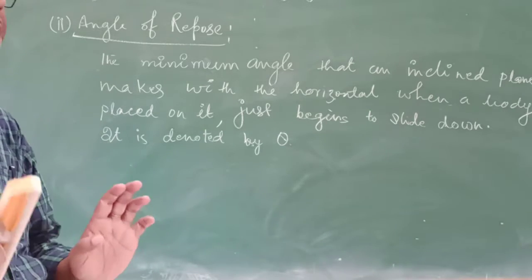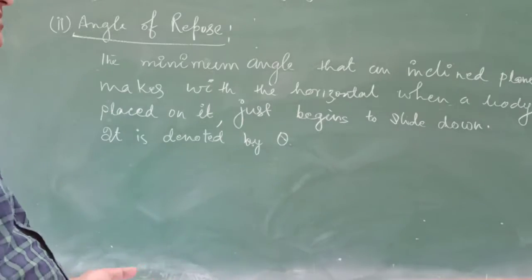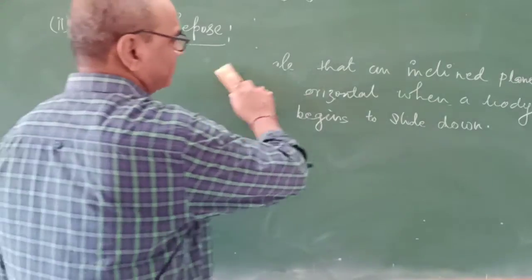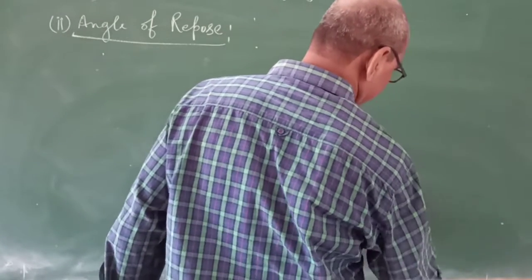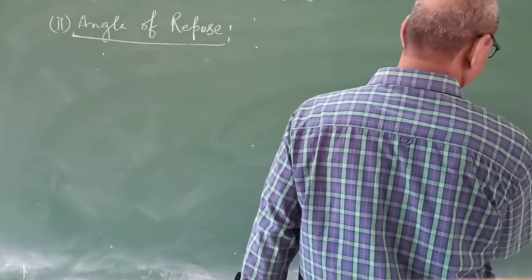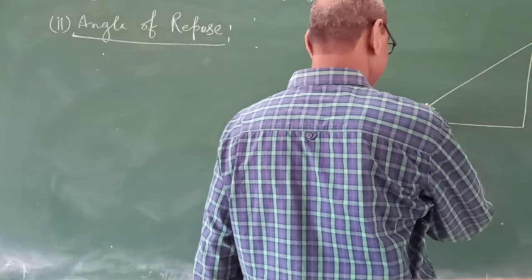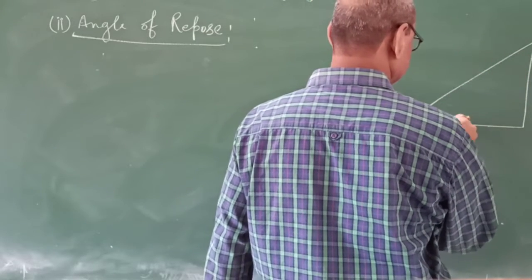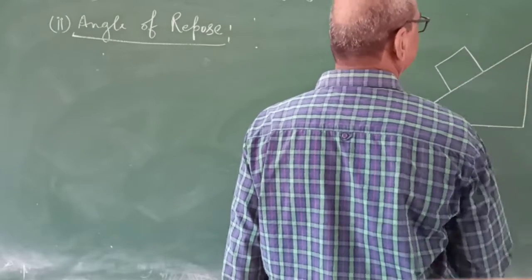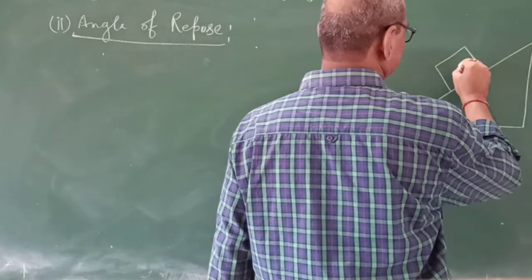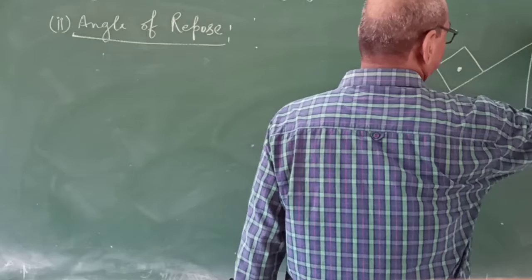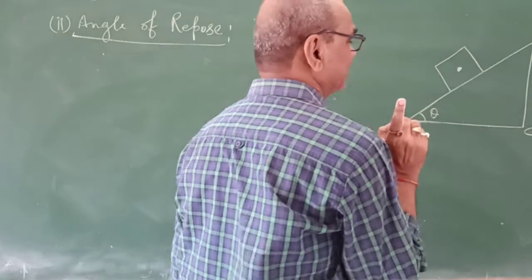Now this diagram, we have to learn it. Everything we derive comes from this one. Angle of repose. Now draw the diagram of the inclined plane. This is the angle of inclination. A body of mass m is placed on the inclined plane.